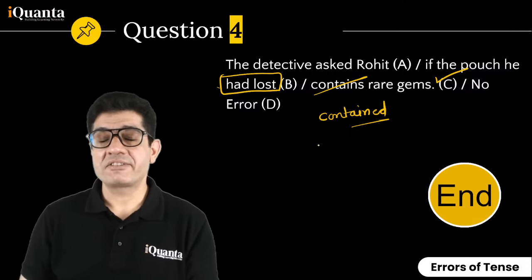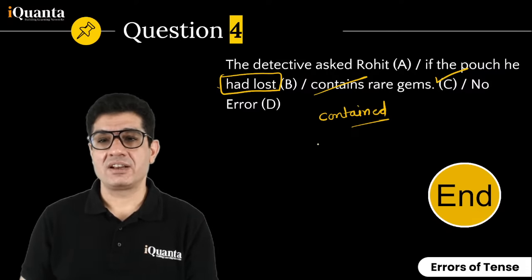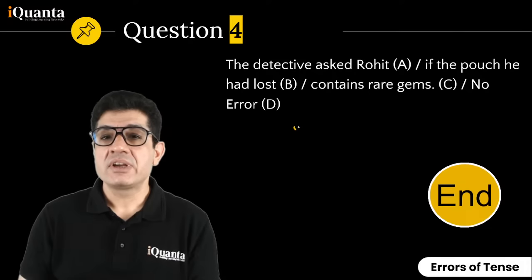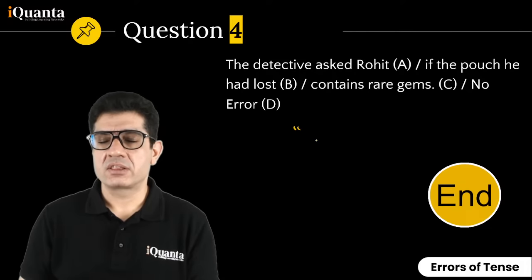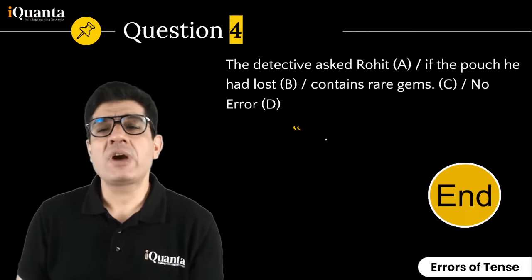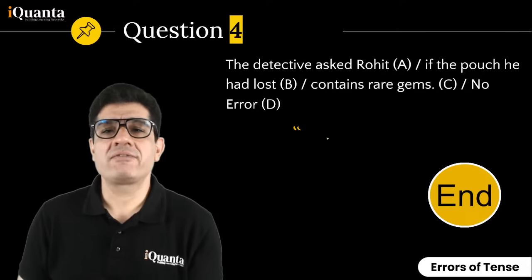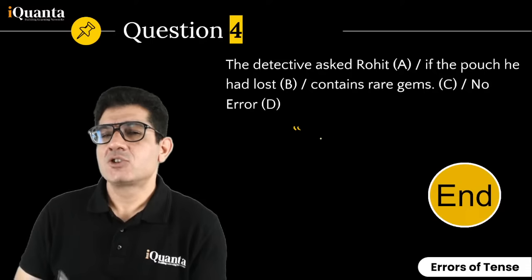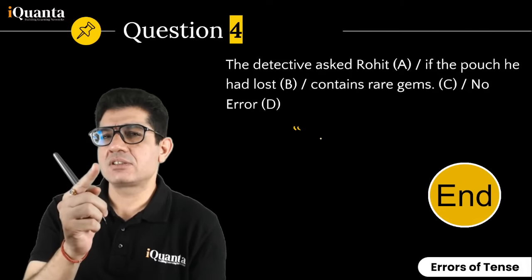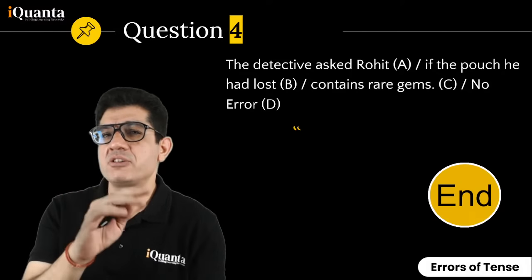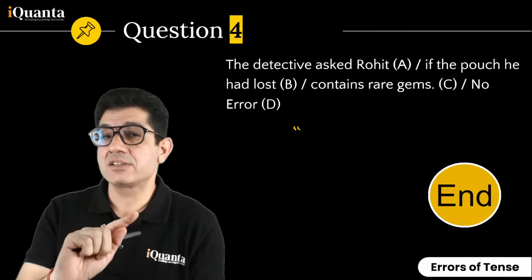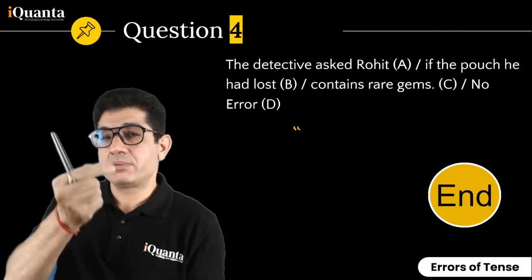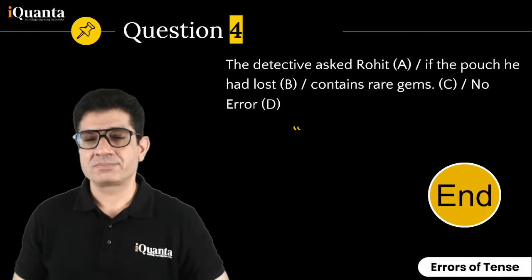Okay. So instead of contains, it should be contained. Socho direct: the detective asked Rohit, "Hey, does the pouch you have lost contain rare gems?" So a sentence which is in simple present tense, when you change it into indirect speech, it gets into simple past. So you take every verb back by a step.